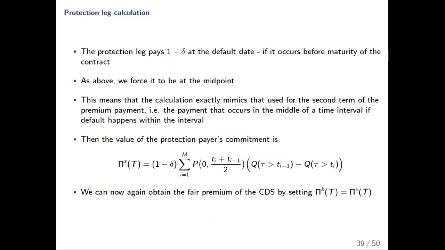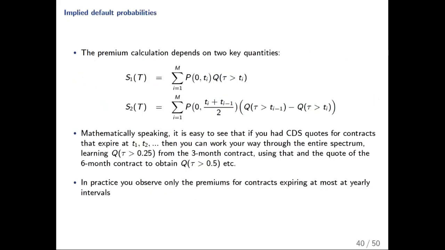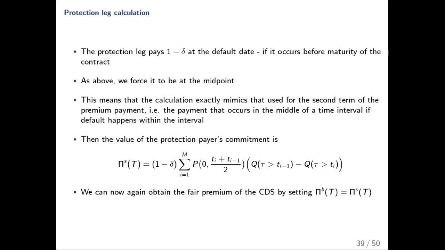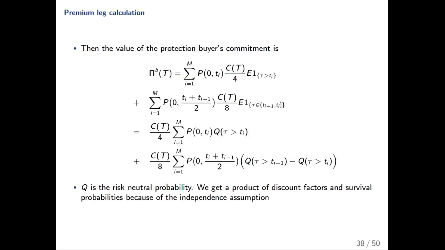Now, with these assumptions, how do we value the CDS? We do it in exactly the same way. We set the seller's present value of payments equal to the buyer's present value of payments. If I take a look at these two formulas, they actually now only depend on two key quantities.